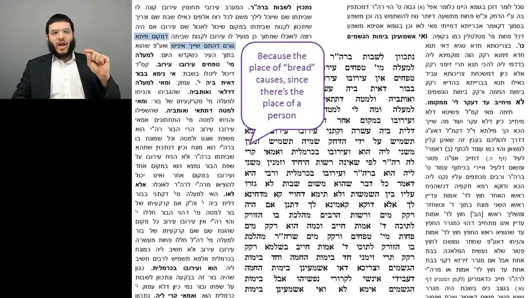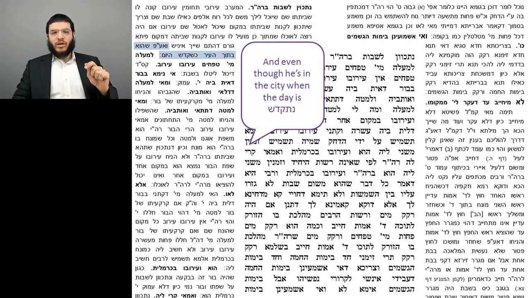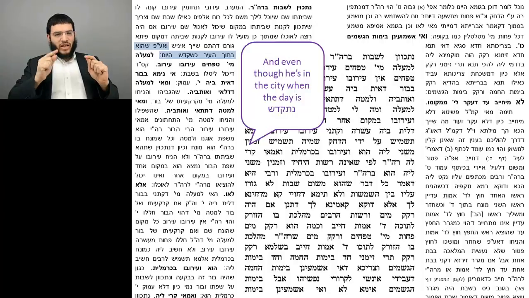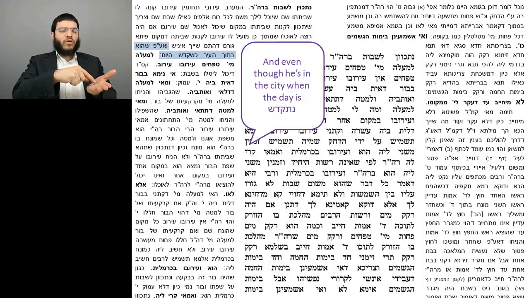The place of a person is what's going to make the difference where the food is. Even though he's in the city when the day is nisk'dash, when Shabbos came in, he might be in the city. But the point is, he has in mind to rest in a certain place. He has food right nearby, and he can get the food that's right nearby and eat it in the place that he had in mind to rest. So if it's all in a small area, it's fine.